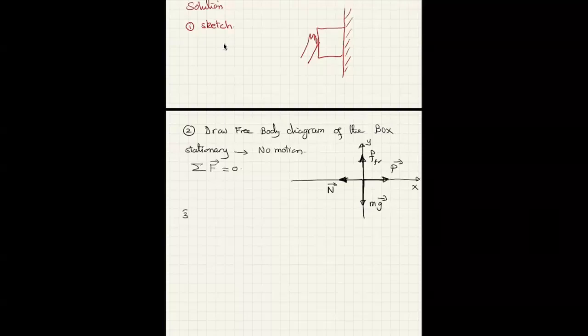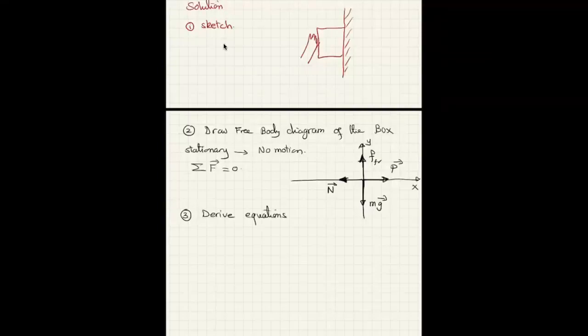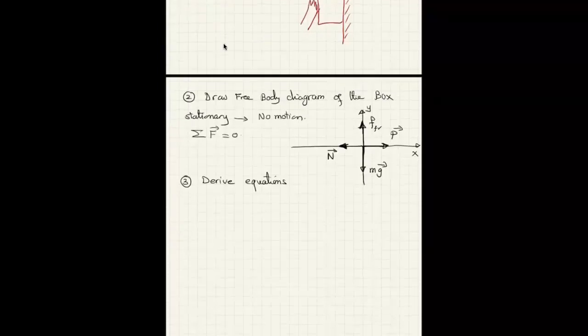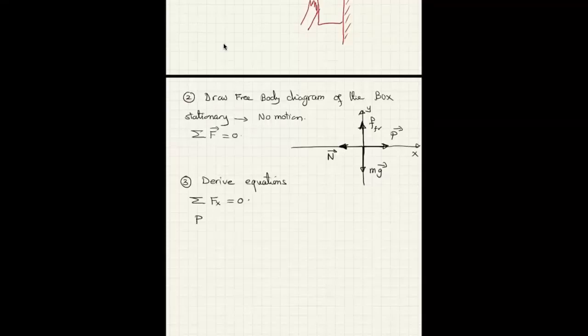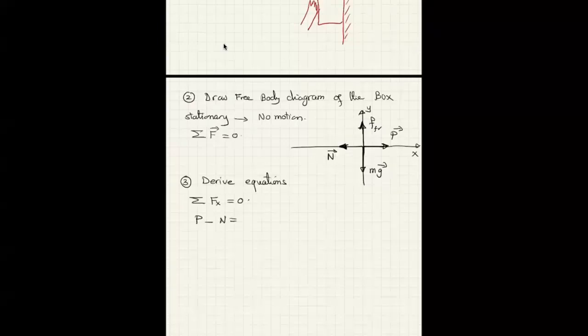What I can do is I can say now, okay, derive equations. And I will say sigma Fx should equal 0. Then it is P minus normal equals 0, which means P equals normal.